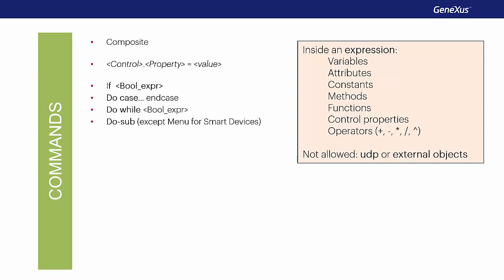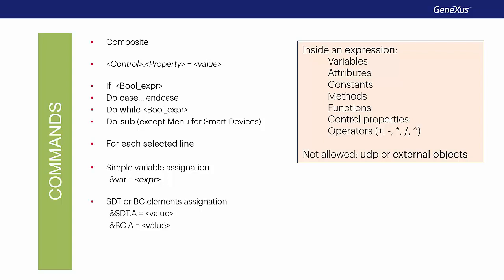Invocations to subroutines can also be used, do sub, except in the menu for smart devices object. In the command for each selected line, only a procedure can be invoked. It's invoked once it's online. On the server, it's invoked n times, once for each selected line. And the result is returned as a REST service that's transparent for the developer. In assignments, a simple variable can be assigned an expression, or an invocation to a procedure that returns the value. But an SDT element or business component can only be assigned a value and not an expression. In addition, we have the return and refresh commands.